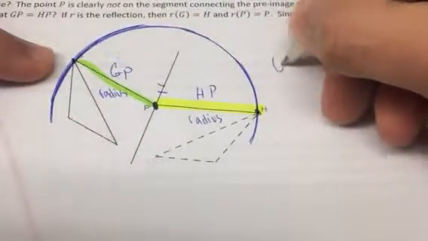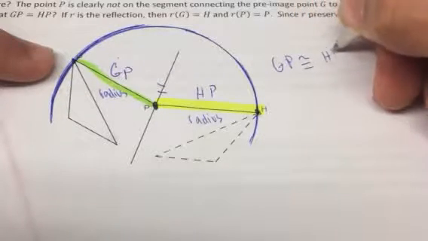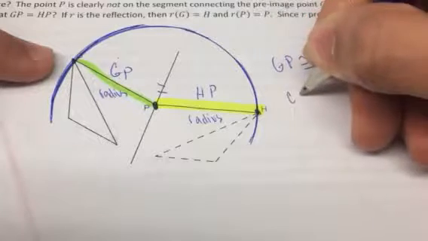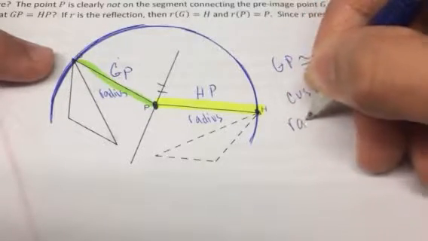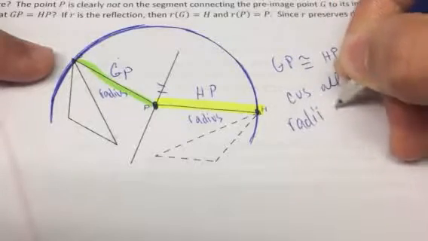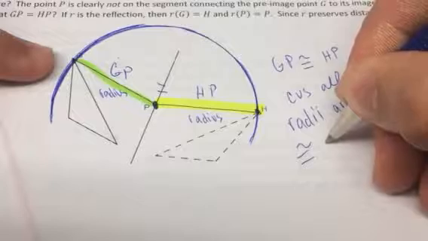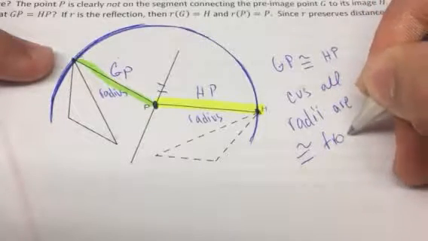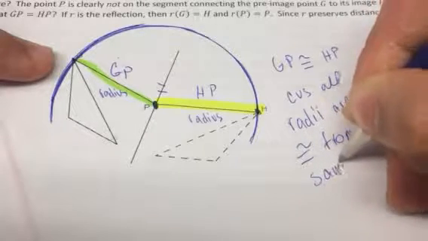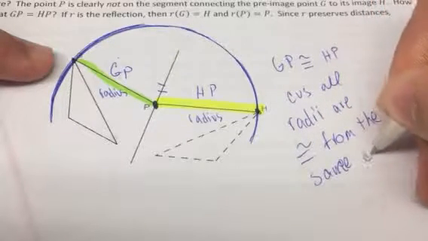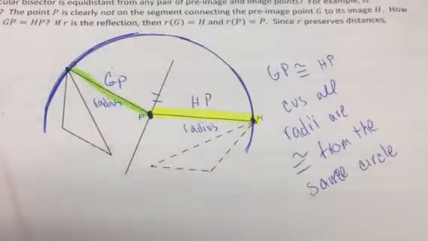So I'm just going to write that in words over here. GP is congruent to HP because all radii are congruent from the same circle. Hopefully you're writing this out too. All right, there you go.